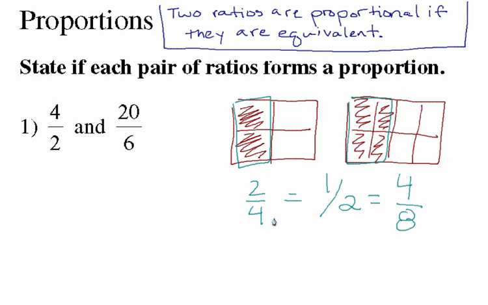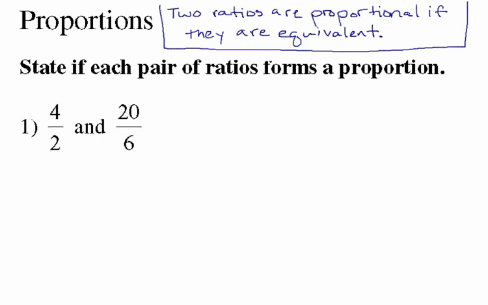Our first example says 4/2 and 20/6. There are two different methods, and I'm going to do both of them in this case to see if these ratios form a proportion. You wouldn't normally do both methods unless you were asked to check your work. I'm going to do both methods here in order to introduce both of them to you. The first method we can do is to put each ratio, each fraction, into its most simplified form. For example, 4/2 is really 2/1, or just 2. 4 divided by 2 is 2.